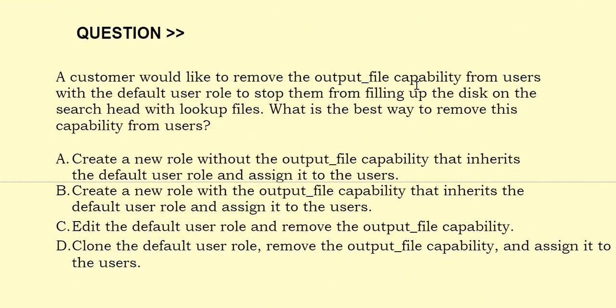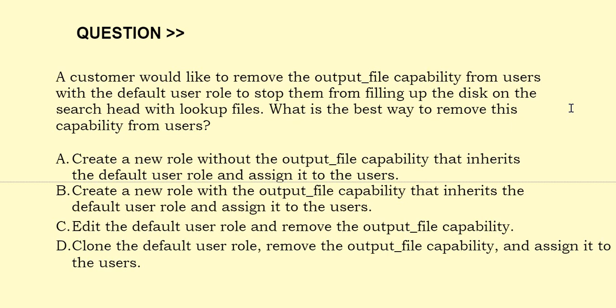Our next question is, a customer would like to remove the outputlookup capability from users with the default user role to stop them from filling up the disk on the search head with lookup files. What is the best way to remove this capability from users?